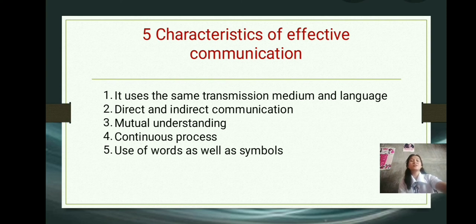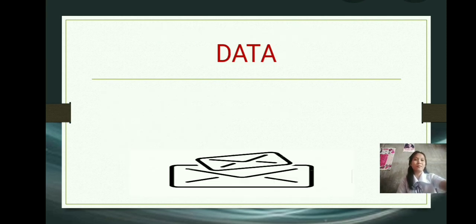So let's move on to number 5. Use of words as well as symbols. We know that not all of us can clearly understand data or a message just through saying it. We can also use symbols. Like some of us cannot speak, so we can use symbols to express our feelings and thoughts to others. So that is number 5.